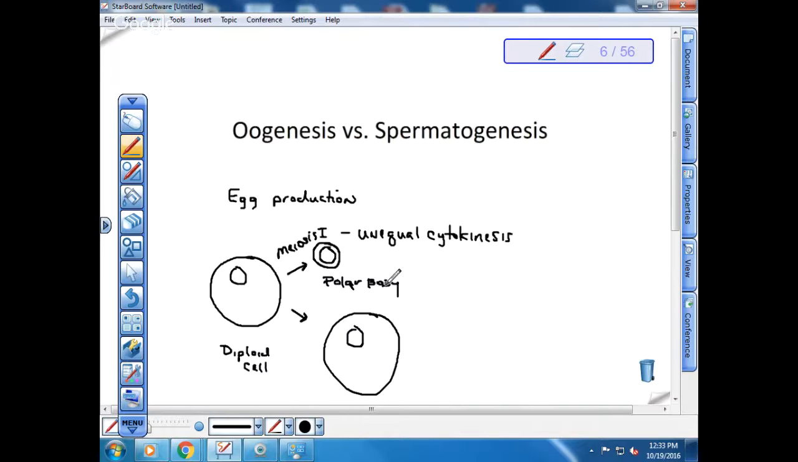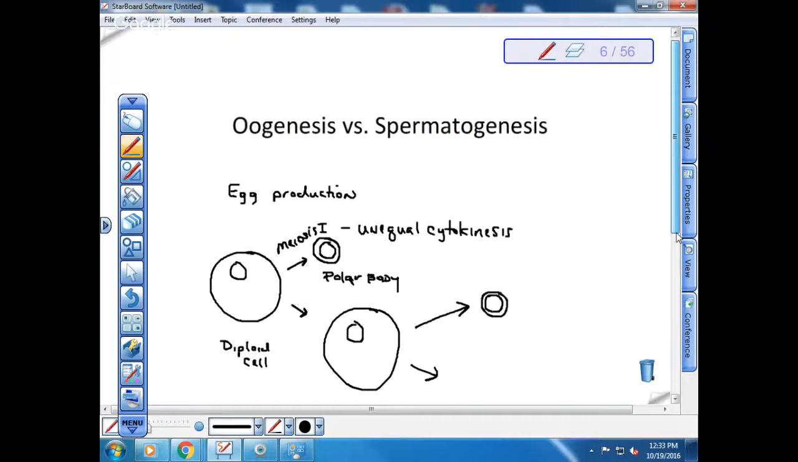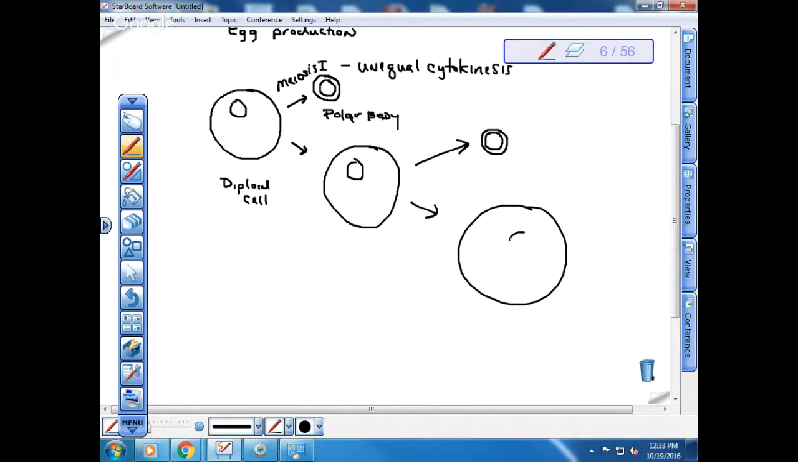Okay, so you think, oh, that's pretty weird, and that's kind of wasteful, right, to get rid of half of your genetic material. And then another polar body can be produced here, right? So we have the nucleus, and then we have the cytoplasm, and then we produce a large egg, okay? So this would be in meiosis 2. So we actually produce 2 polar bodies. Sometimes we actually produce 3, but generally it's just 2, okay?